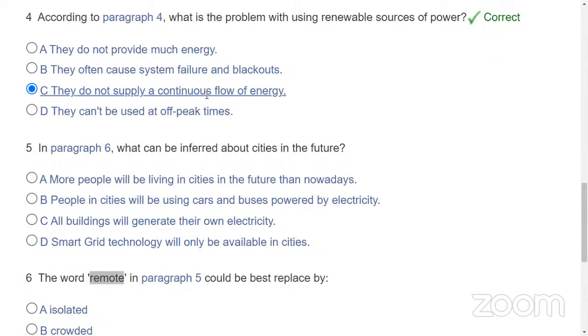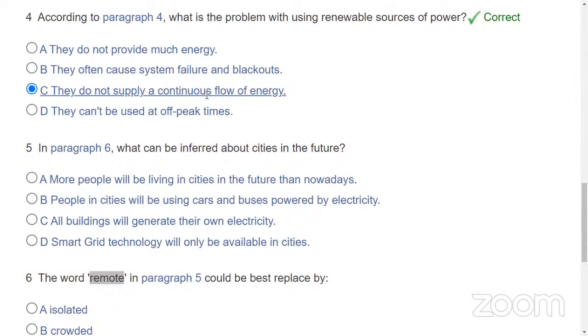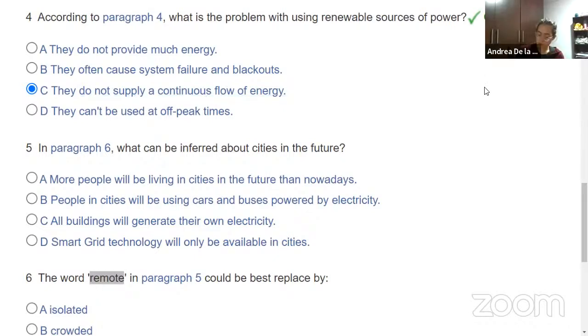What is the meaning of blackouts? Blackouts is when the power goes off, when there's no electricity. Okay, like thanks, Miss. Any other question?